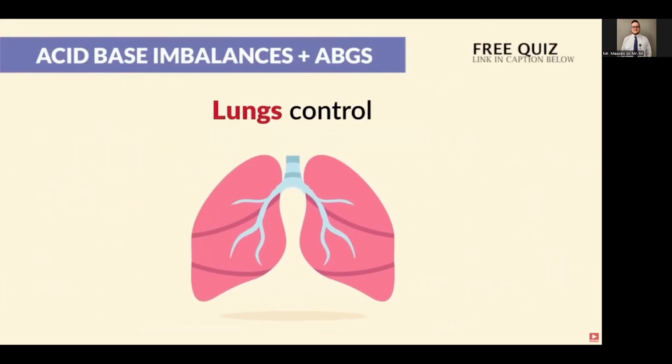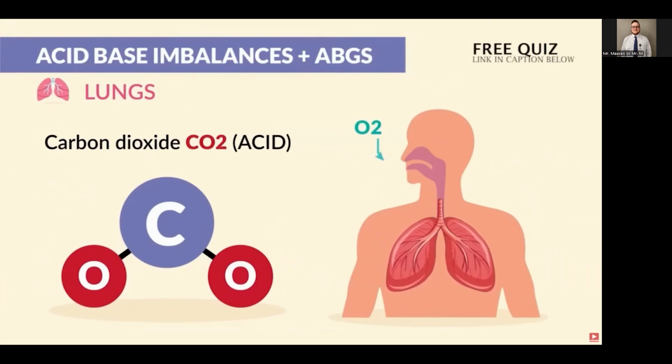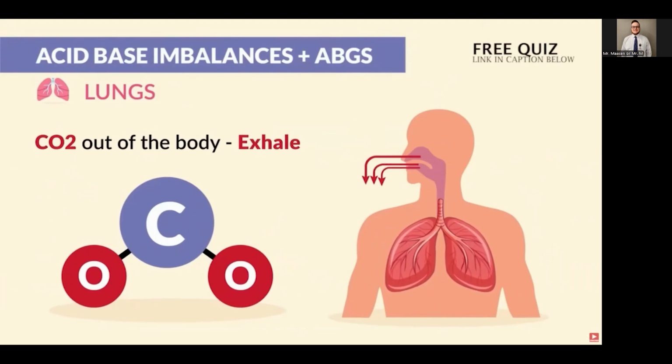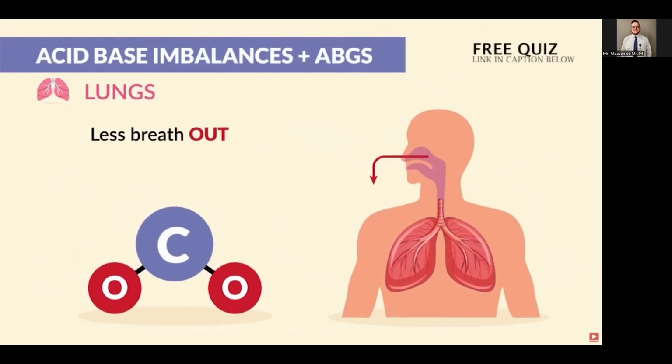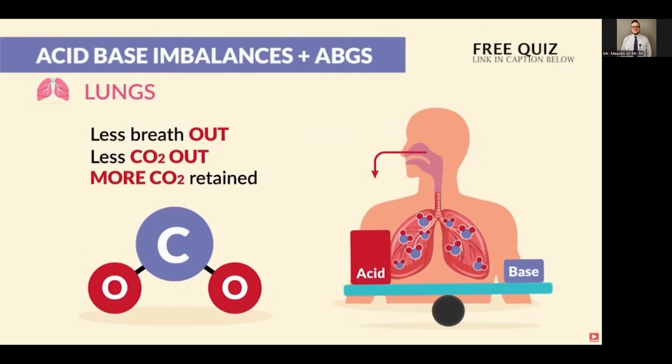So the lungs control carbon dioxide, that CO2. We breathe in oxygen and breathe out that CO2. Normal gas exchange, right? So just like you heard, the main way to get CO2 out of the body is by exhaling. So the less you breathe out, well, the less CO2 comes out. And so more CO2 is retained in the body, which makes the body more acidic.